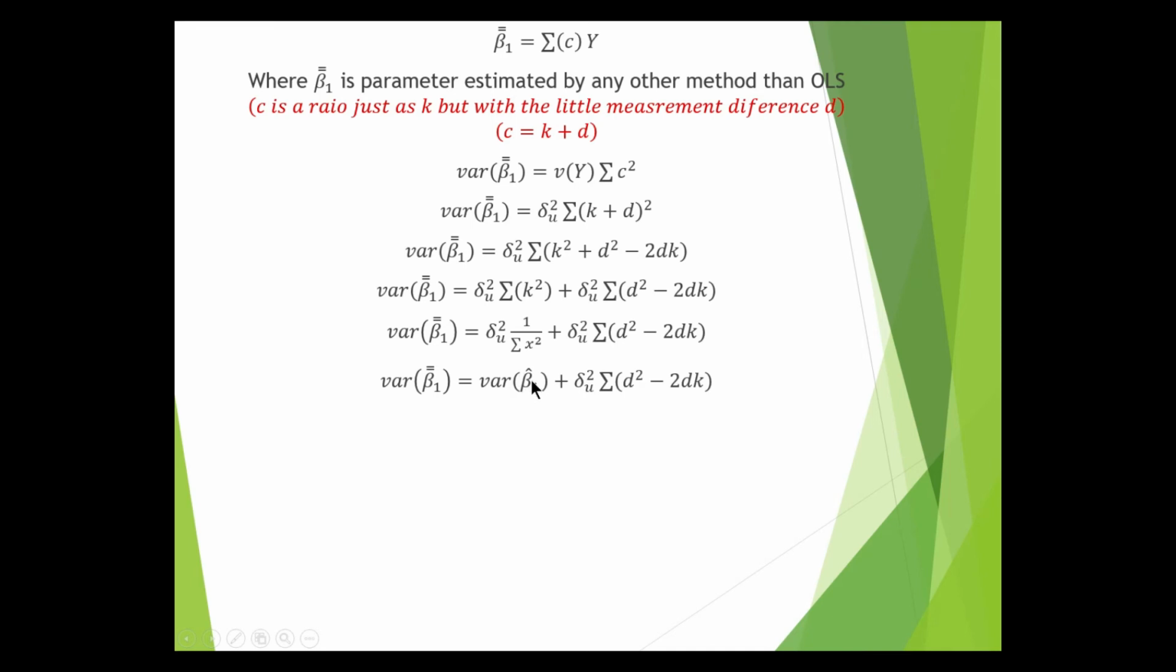The variance of B1 cap, and B1 cap is the factor which is estimated by the ordinary least square. So here you can see that the variance of B1 double bar is the summation of the variance of B1 cap plus some factors. Obviously when it is the summation, it is proved that the variance of B1 cap is less than the variance of B1 double bar. So it is proved that the ordinary least square estimate has a minimum variance compared to estimates obtained by any other method than the OLS.